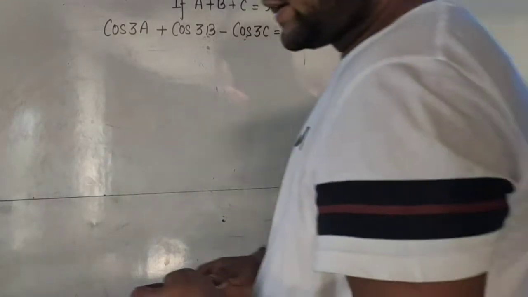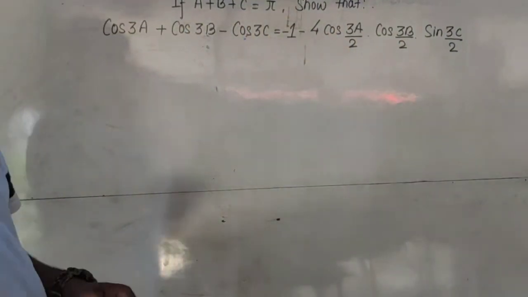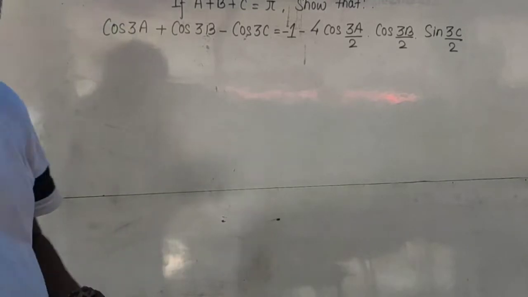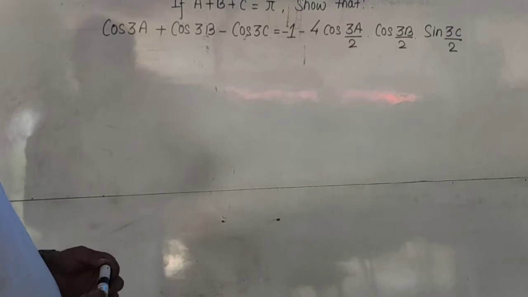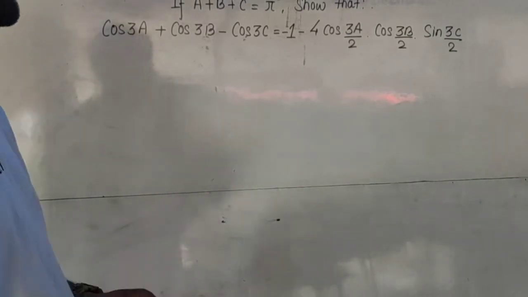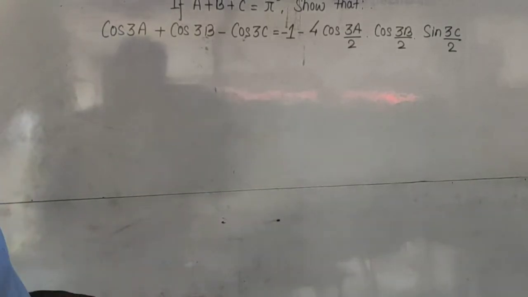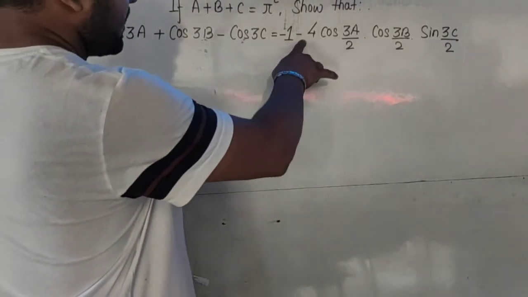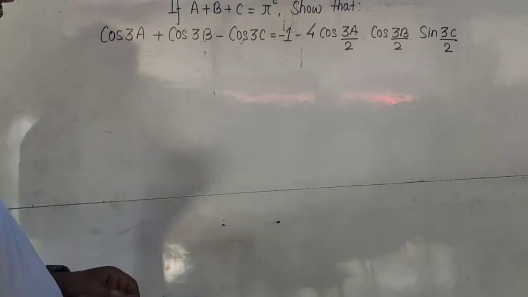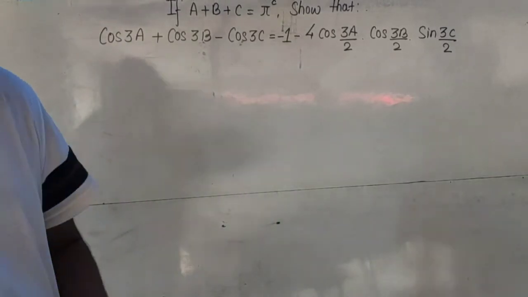Alright, so today in this class we're going to talk about one of the commonly asked questions in trigonometry for class 10. The condition has been given as a plus b plus c equals pi radian. Under this condition we have to prove that cos 3a plus cos 3b minus cos 3c equals minus 1 minus 4 cos 3a by 2 cos 3b by 2 sin 3c by 2.